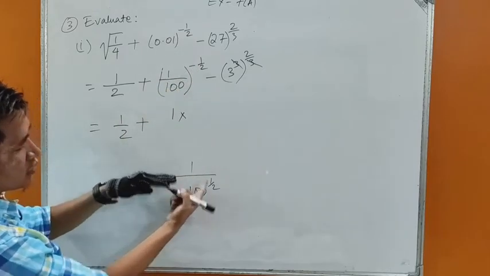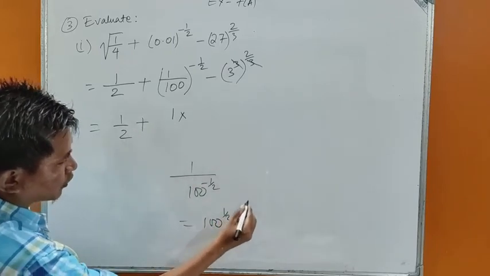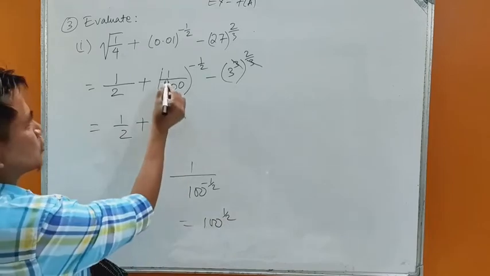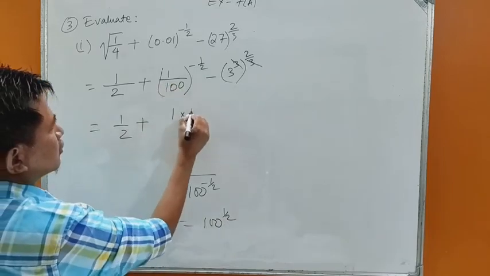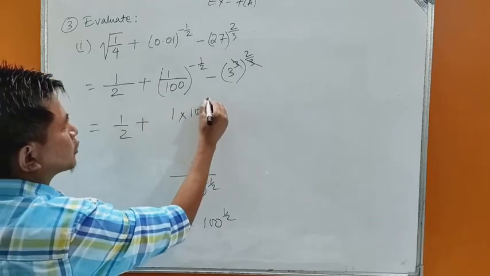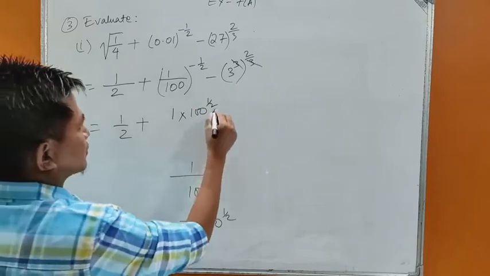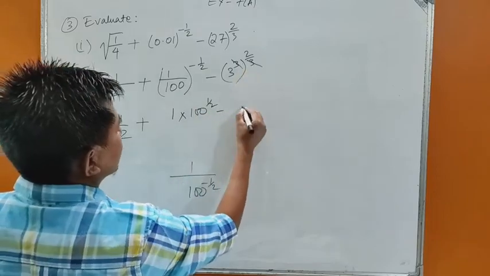Now if I take this 100 to the numerator, it becomes 100 to the power 1 by 2, isn't it? This 1 is here and this 100 comes to the numerator from the denominator. Minus 1 by 2 becomes plus 1 by 2. Are you getting me? Yes. Minus 3 square means 9. Okay.